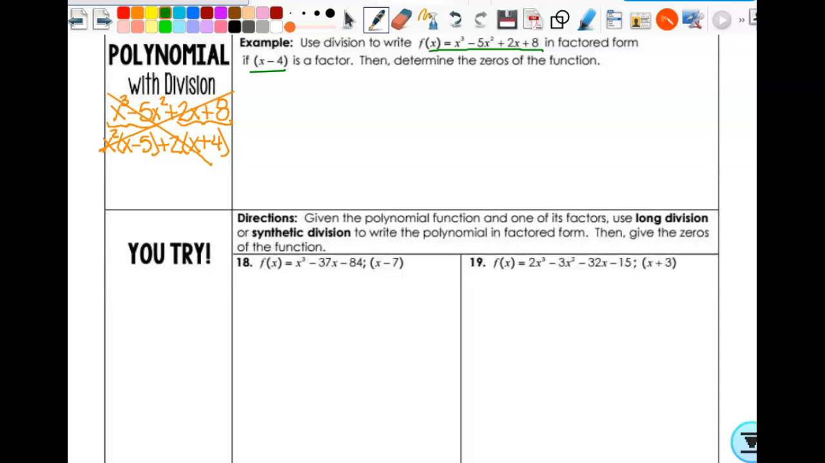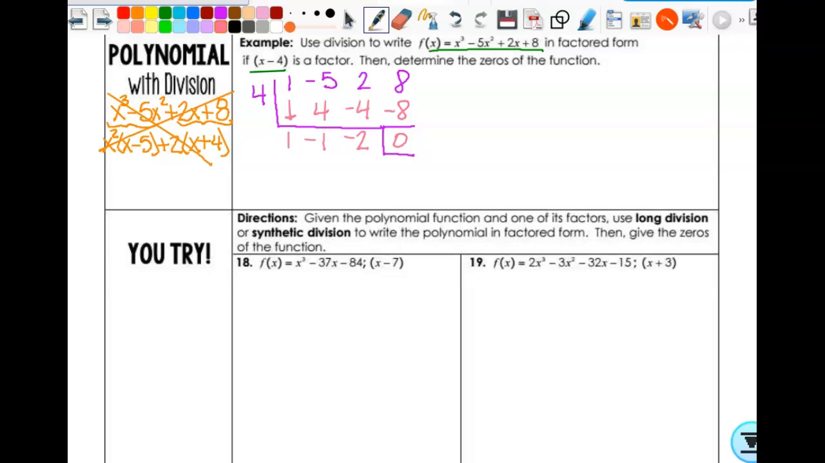So since we know this, we can go ahead and do our synthetic division. So 4 goes on the outside. On the inside, we're going to have 1, negative 5, 2, and 8. And I still put a place for my remainder, knowing it should be 0, hoping that's what I get in the end. That means I did it right. So I bring down my 1. Then this gives me 4. This is negative 1. So this is negative 4, negative 2, negative 8, and 0.